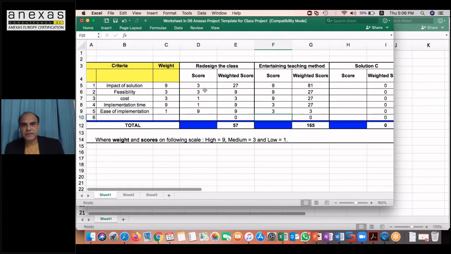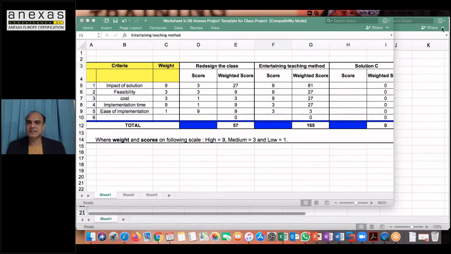So what happens? We have a weighted score, nine multiplied by three, three into three. And you can see that this is scoring higher marks. So now we should start the entertaining teaching method. So you will tell your professors to start dancing in the class. Okay. That's what you meant, isn't it? So this is how you can make a decision.